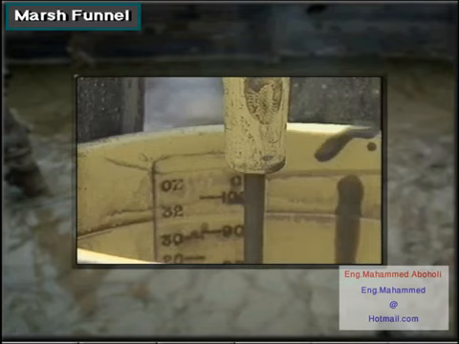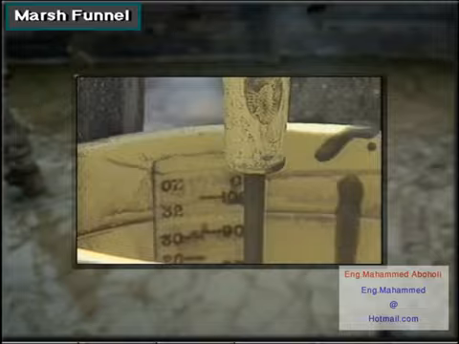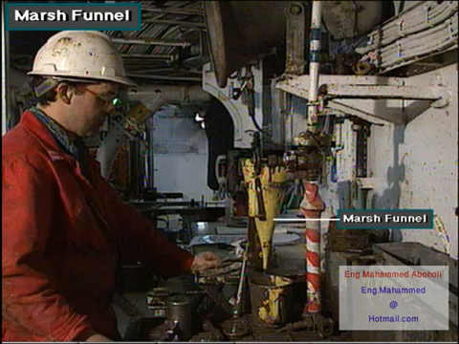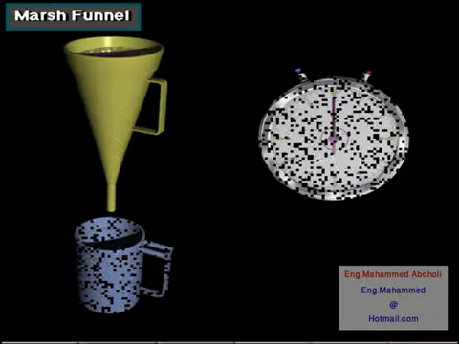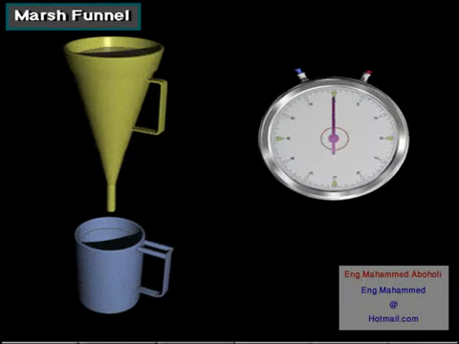That is, how many seconds does it take exactly 1 quart of mud to flow out of a special funnel called a Marsh funnel. A Marsh funnel has a hole in the bottom that is a standard size. The mud engineer, or helper, pours 1 quart of mud into the funnel and records the time it takes to run out into a pitcher or beaker.